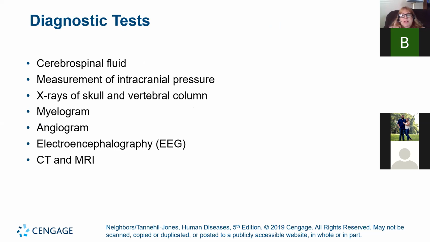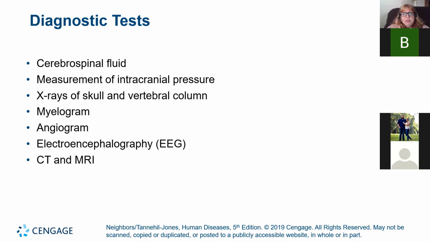Okay, so the first thing they will do is run some diagnostic tests if somebody presents with this. Spinal fluid, a spinal tap. I always say if you have a headache and a stiff neck and a fever and you present to the emergency room, the first thing they're gonna do is a spinal tap because they're gonna wanna check for meningitis. But some other things they'll do is measure intracranial pressure. They'll do x-rays of the skull and of the vertebral column. They'll do myelograms, angiograms, an EEG to determine what kind of electrical activity is going on in your brain. And they can CT scan and MRI your brain and your back for your vertebral column too.